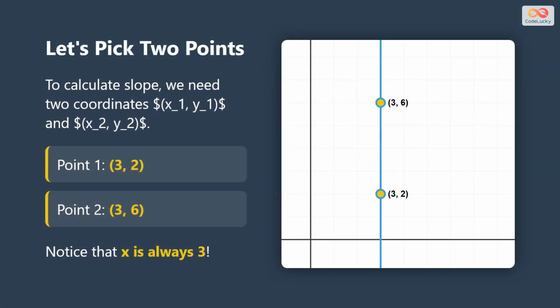To use the slope formula, we need 2 points. Let's pick 2 points on a similar vertical line where x equals 3. Our first point is at (3, 2). Our second point is at (3, 6). Notice the pattern? The x value did not change.